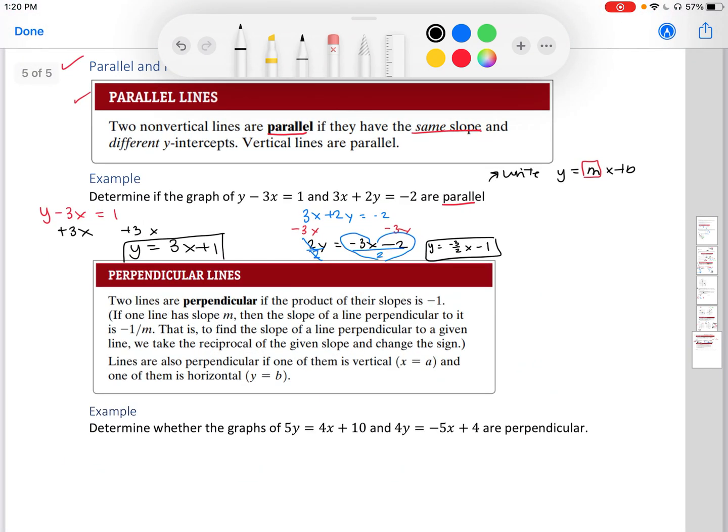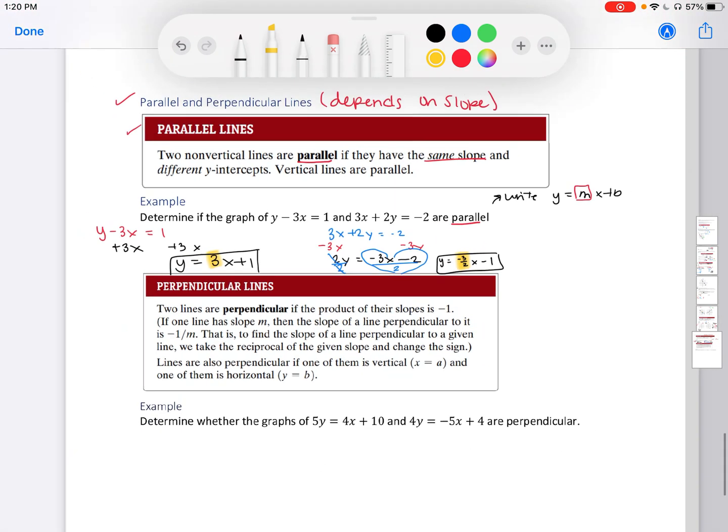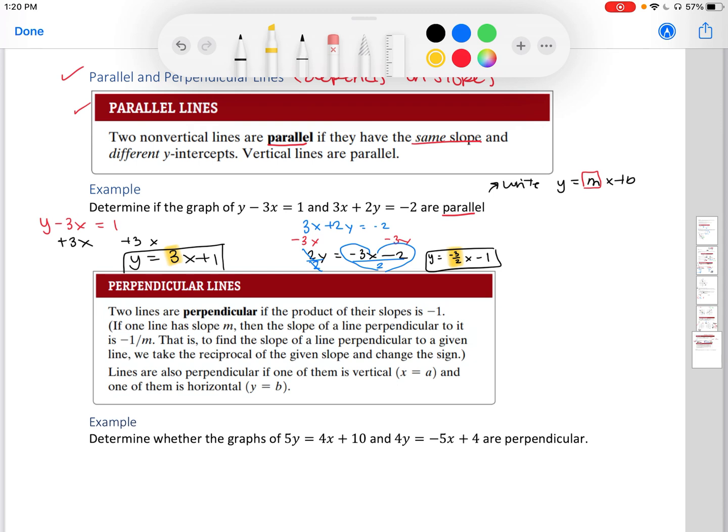Okay, now I can easily compare my slopes. If we look at our slopes, we have 3 and negative 3 over 2. Are they the same? No. So they're not parallel. Why? Because they have different slopes. According to our definition, parallel lines have the same slope.